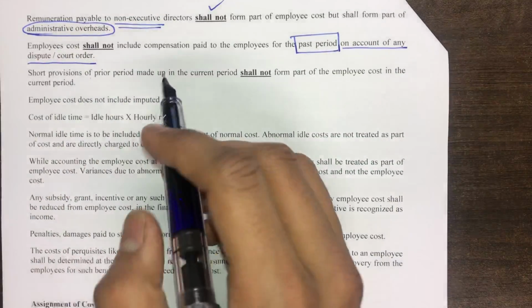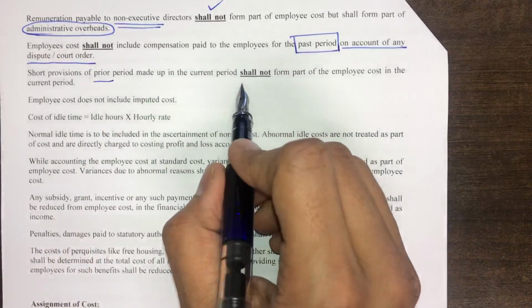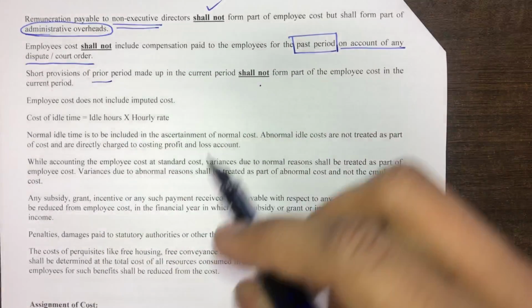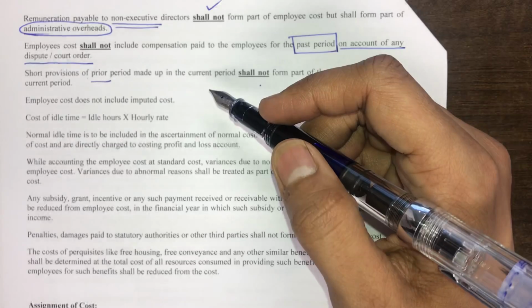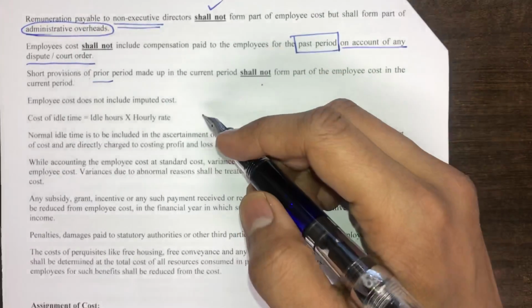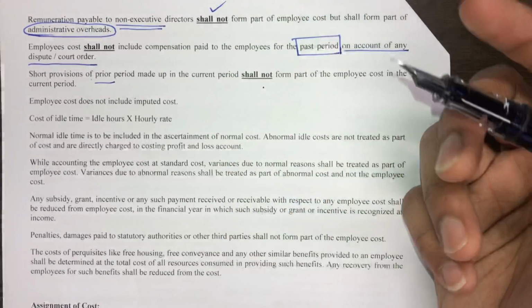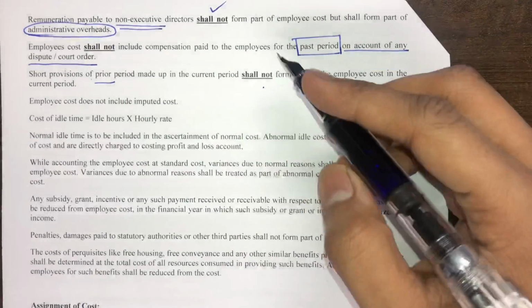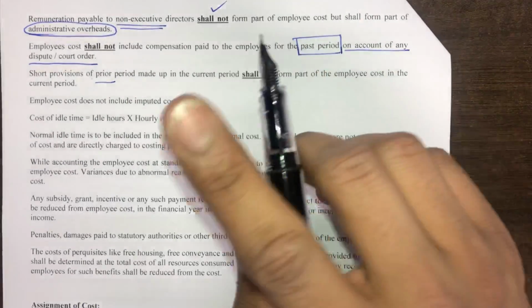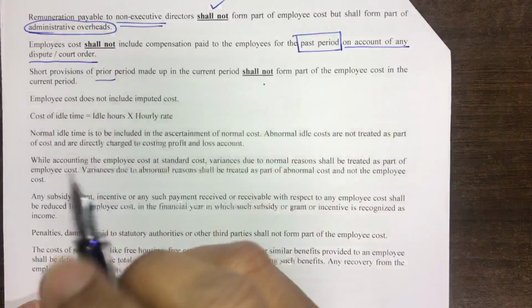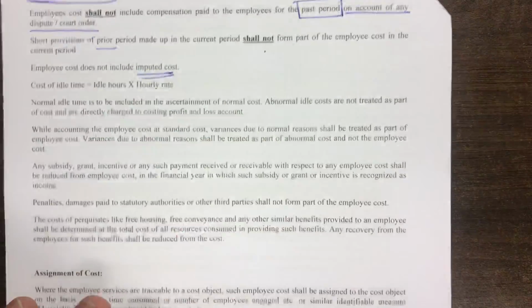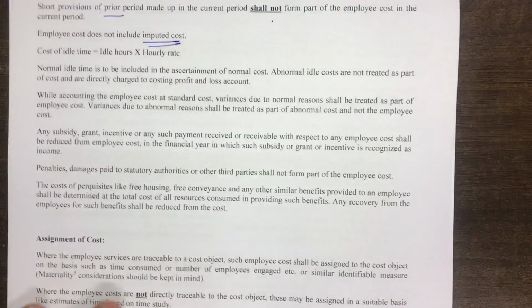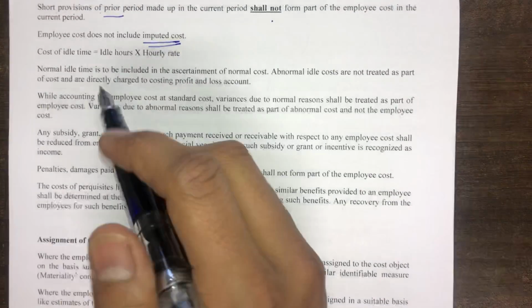Then short provision of prior period made up in the current period. So if you have created a provision for salaries or any employee cost element and that provision was insufficient and you realize that the actual expenditure is more than the provision, then that excess expense which is booked in the current year should also not form part of employee cost because it pertains to the prior period. Employee cost does not include imputed cost. This is a standard principle which we follow in all other cases as well.